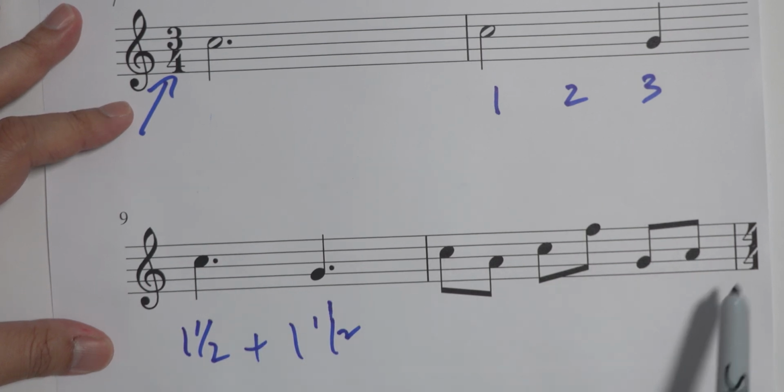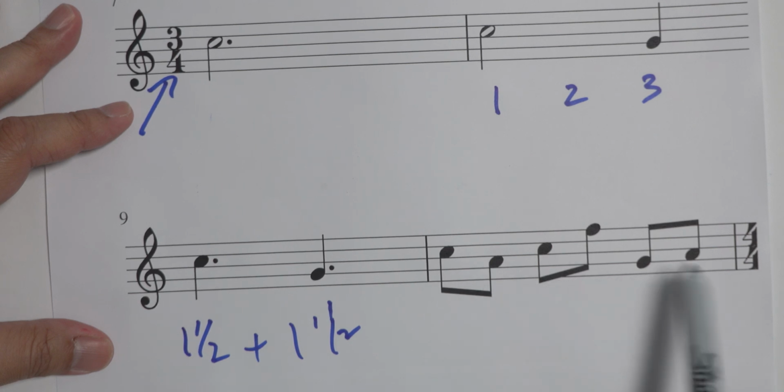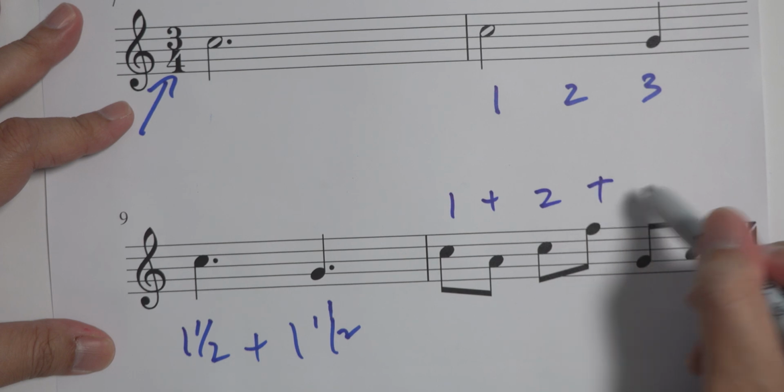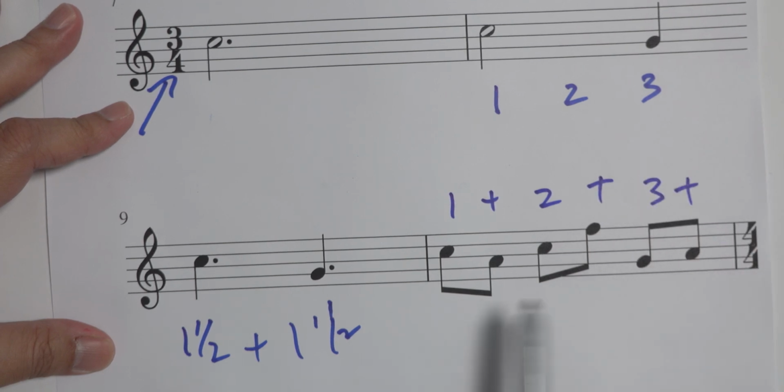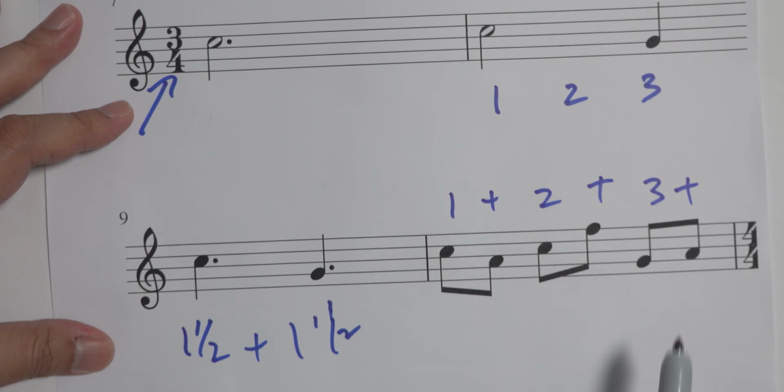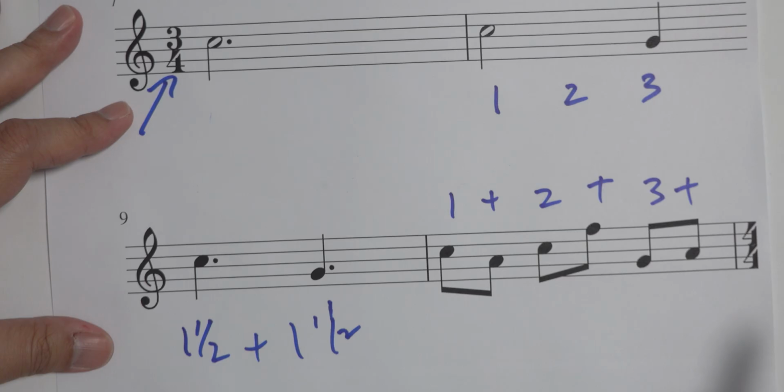And in 3 beats here, we have 6 half beats. In the same way, you will count it 1 and 2 and 3 and. You will play every event on every half beat. 1 and 2 and 3 and. Thereby ending up playing 6 notes in a bar.